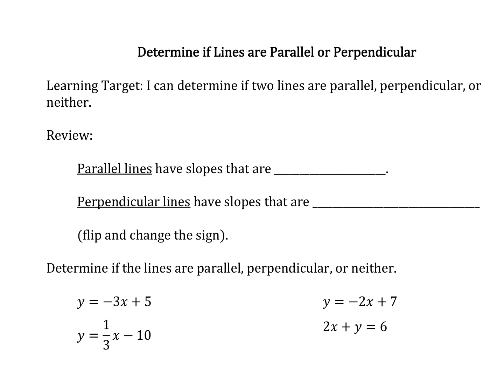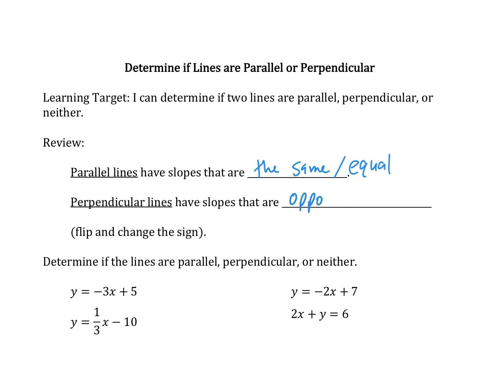Our learning target for today is I can determine if two lines are parallel, perpendicular, or neither. Okay, so quickly to review, remember that parallel lines have slopes that are the same or equal. Perpendicular lines have slopes that are opposite reciprocals. Okay, so you have to flip and change the sign. Flip the fraction and change the sign to find the slope of perpendicular lines.